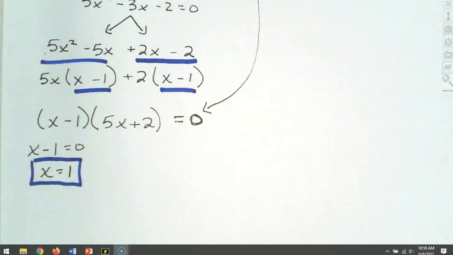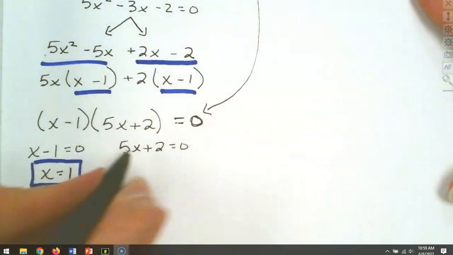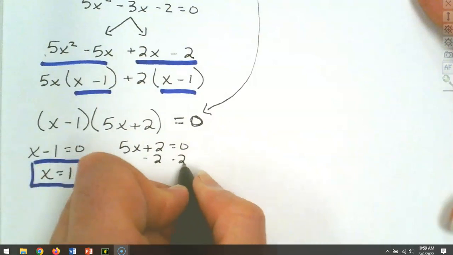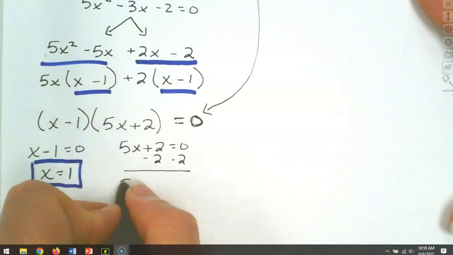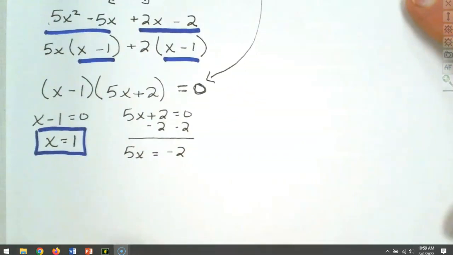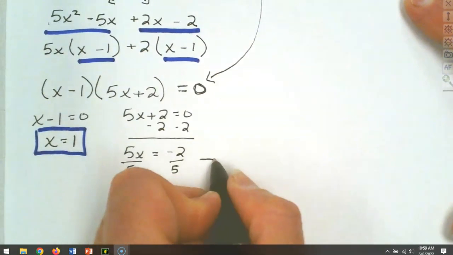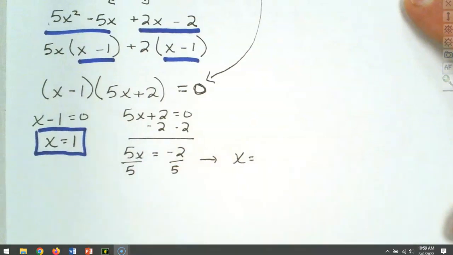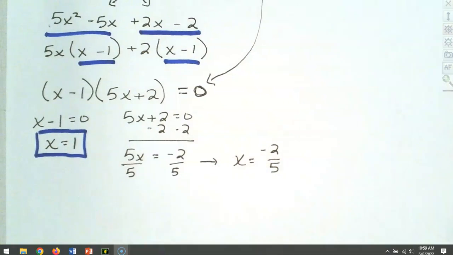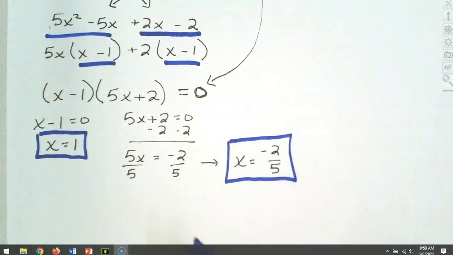For the second part, we're actually going to have to use algebra because it is 5x plus 2 equals 0. So we're going to have to move that 2 over. That is then 5x equals a negative 2. Divide by our 5. And what do we now have? We now have our second solution, which is x equals negative 2 fifths. So these are our two solutions.